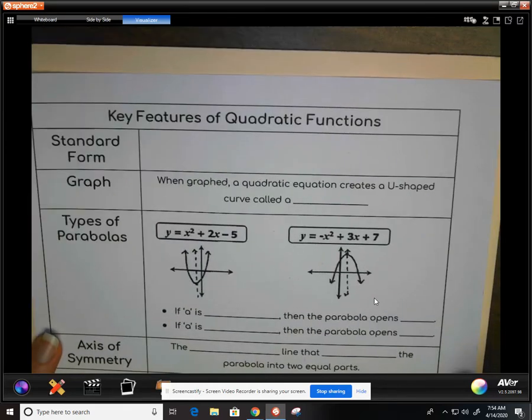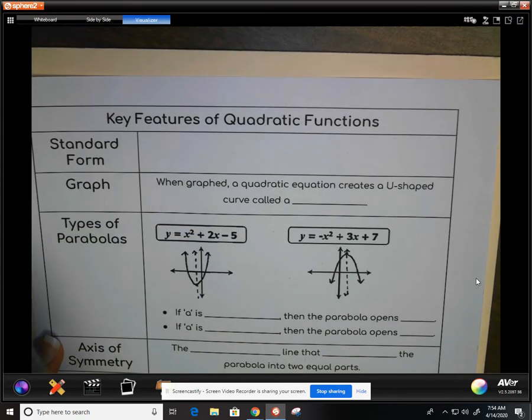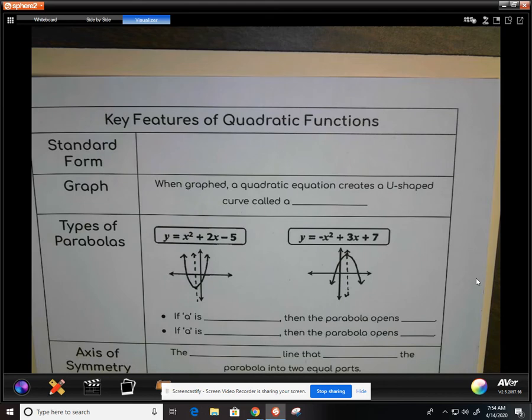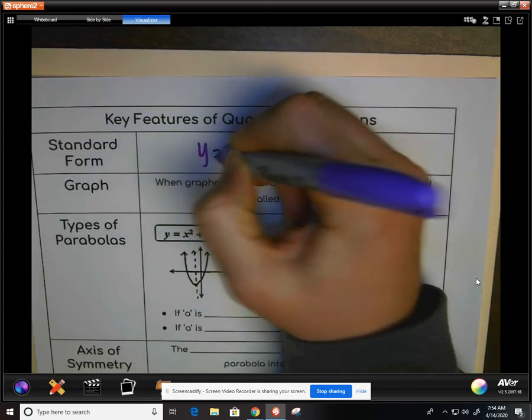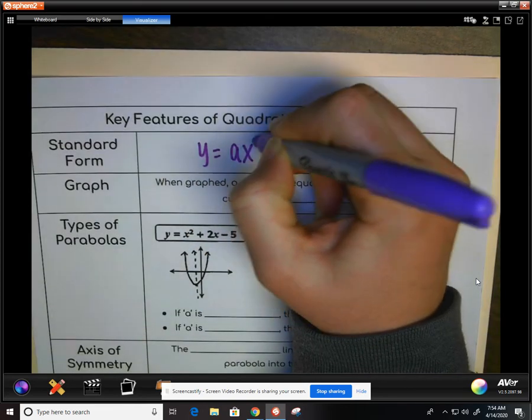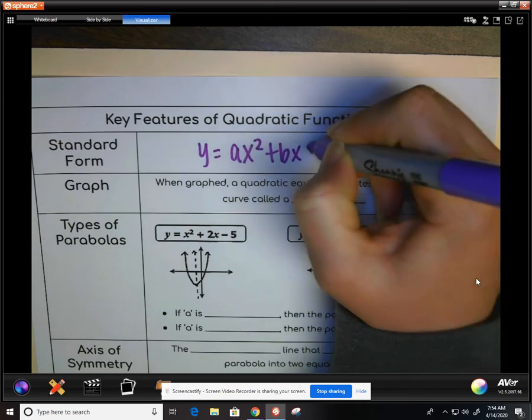All right, guys, so we're going to start something a little bit newer this time. We're going to simplify it as much as possible, and we are going to go over the key features of quadratic functions. So the first thing we're going to do is just some basic vocabulary. And standard form for a quadratic is just y equals ax squared plus bx plus c.